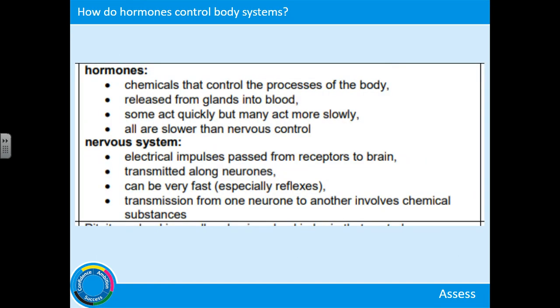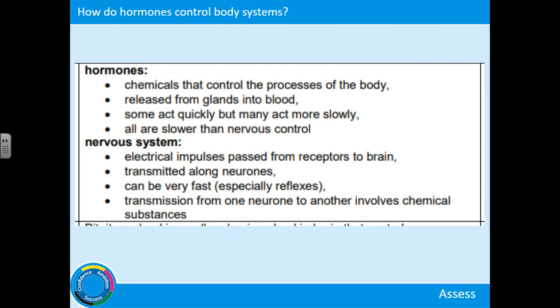Okay, hello. So this up on the screen here is everything you could have written in your response. Hormones are chemicals that control the processes of the body, whereas the nervous system uses electrical impulses which are passed from the receptors to the brain. Hormones get around your body via the blood, whereas the nervous system is transmitted along your neurons. Some hormones act quickly, but some act very, very slowly, and they are slower than the nervous control. However, they do have a much longer effect in your body.